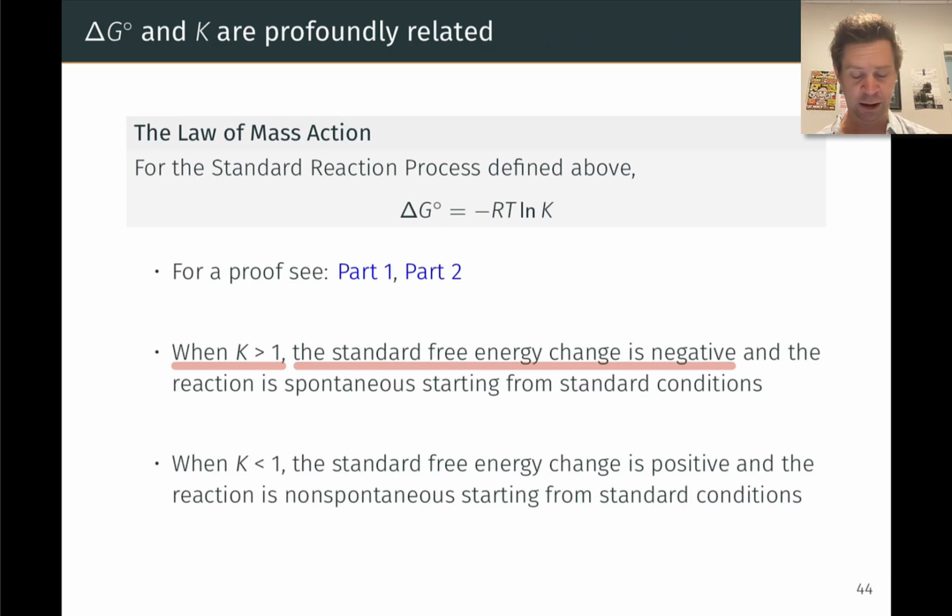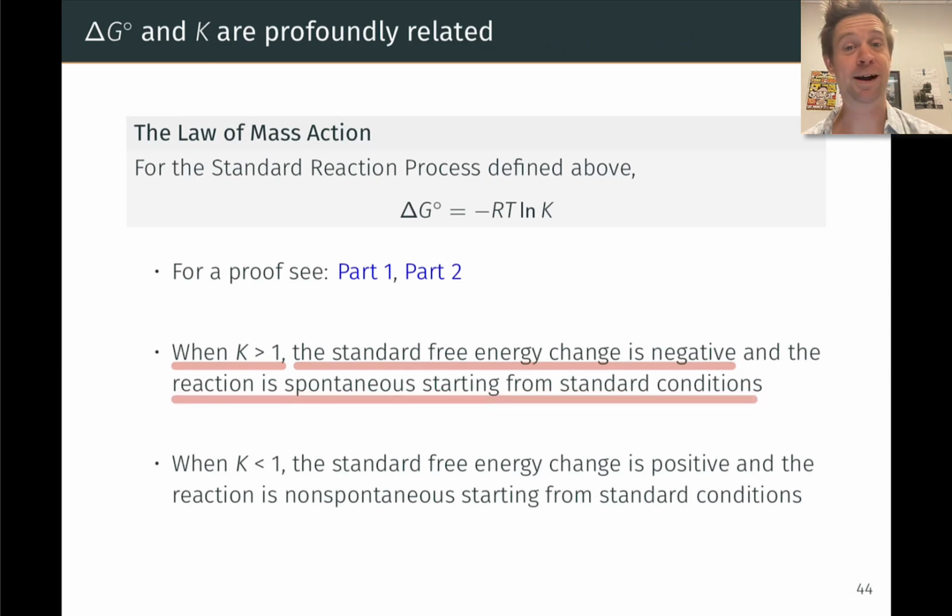And we can conclude that starting from standard conditions, starting from Q equals 1, well, K is greater than 1 and Q is equal to 1, meaning the reaction proceeds in the forward direction spontaneously, starting from standard conditions. We often think about this the other way around, too, that if I know ΔG0 is negative, it follows from that that the equilibrium constant must be greater than 1 and the reaction must be product favored.